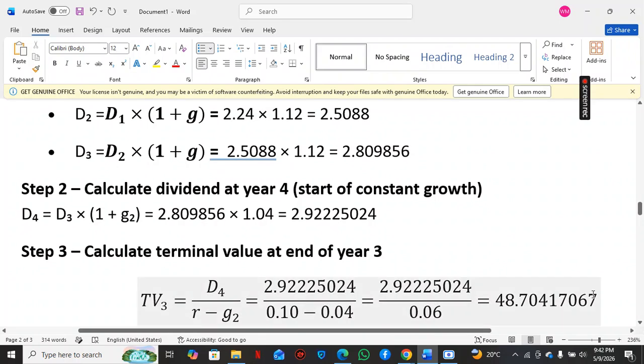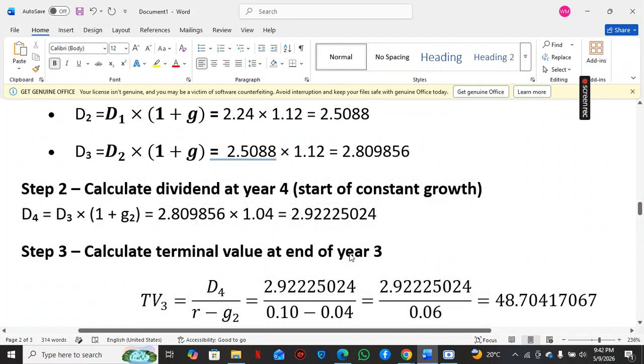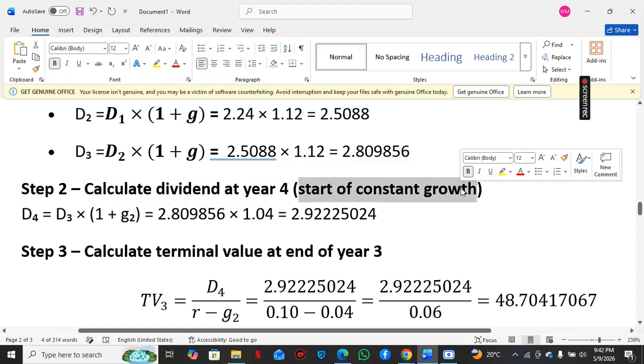Okay. So step two and step three can be combined into one step, but let me break them down into separate steps. But the more you do these questions, step two and step three, you can just combine them. So step two, calculate the dividend at year four, the start of the constant growth rate.